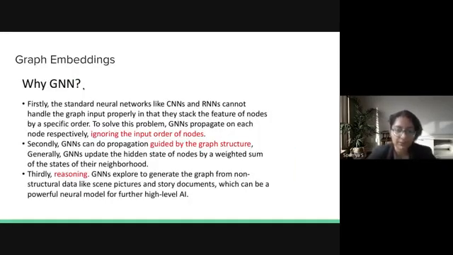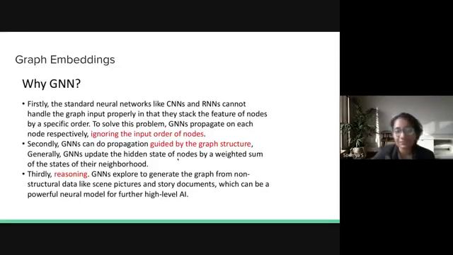Now, why graph neural networks? The first thing is that convolutional neural networks and recurrent neural networks cannot handle the graph input properly, because they have the notion of order or spatiality. But GNNs have a certain structure that we need to exploit. So here we need to ignore the input order of nodes. We can do that by shuffling different parts of the graph and inputting and so on. The second thing is it's guided by the graph structure.